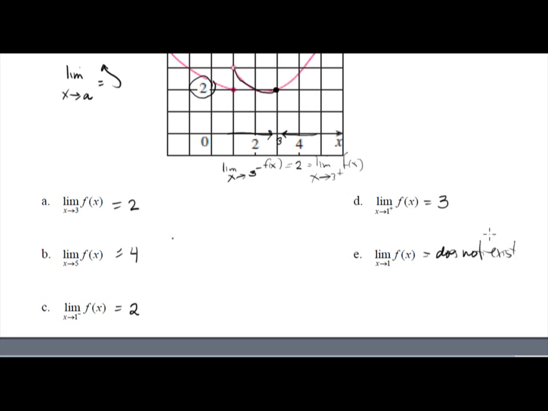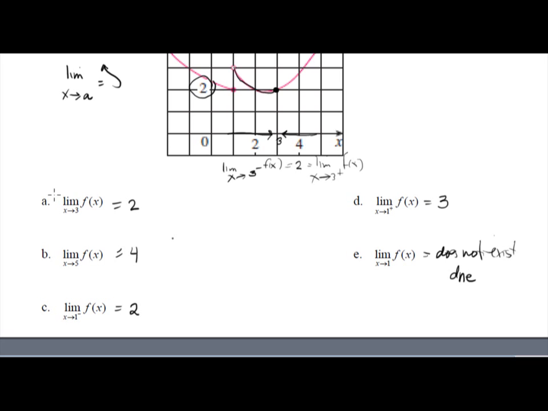You can shorten this answer by just writing DNE. Okay, so the limit does not exist because the limit from the left and from the right of that number are not the same. Okay, so that's how you analyze a graph. Keep in mind, you just check what is the limit from the left, what is the limit from the right. If they're the same, then that's the limit as x approaches that number. If they're not the same, the limit does not exist.